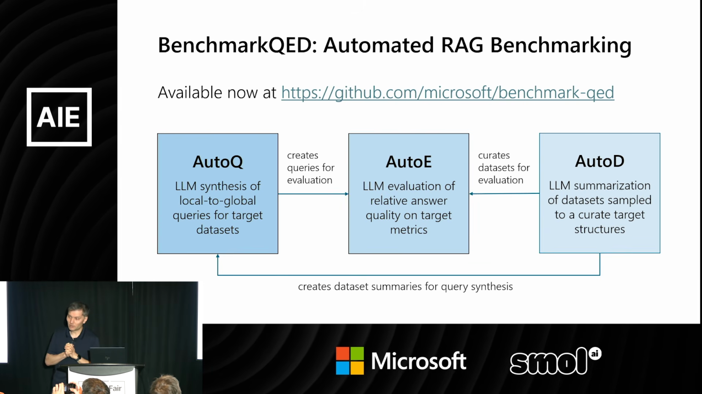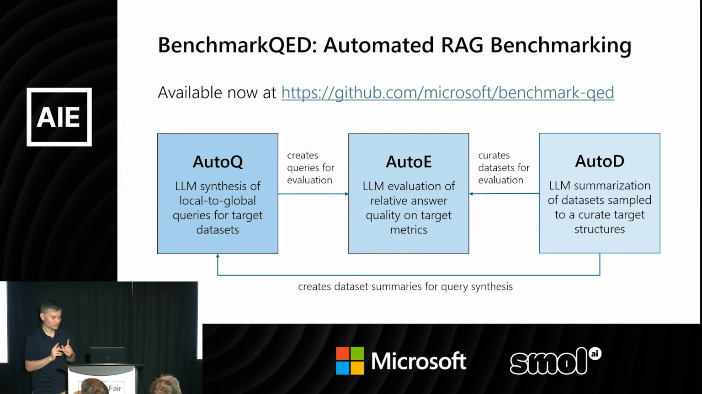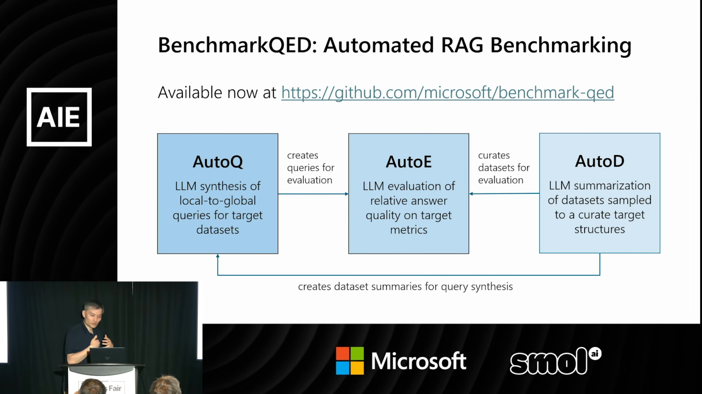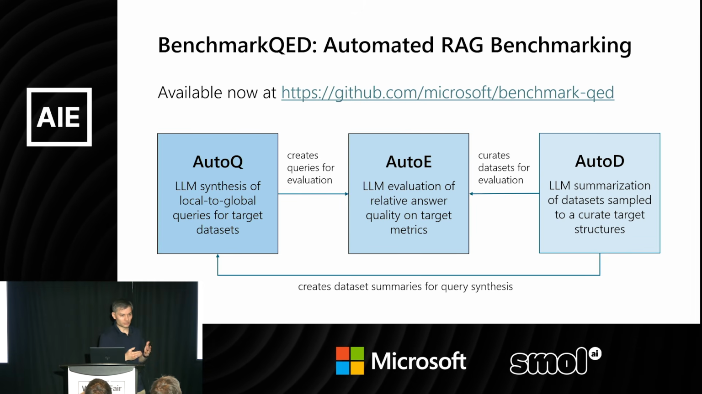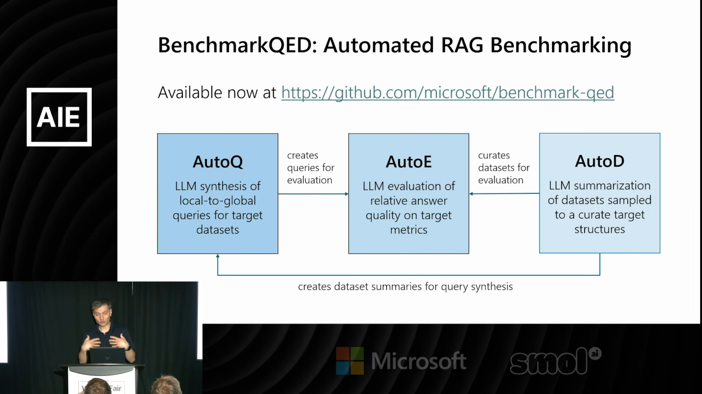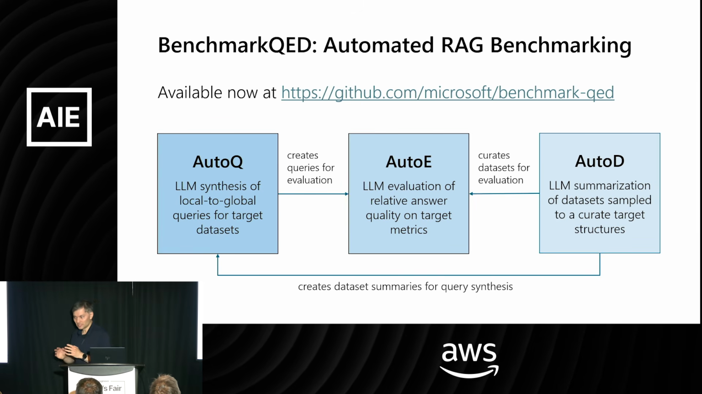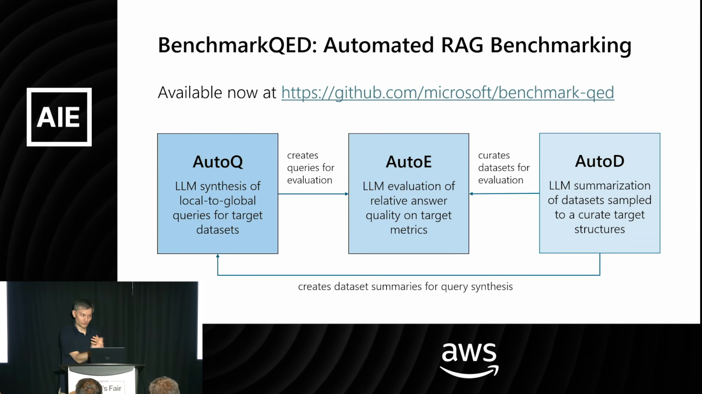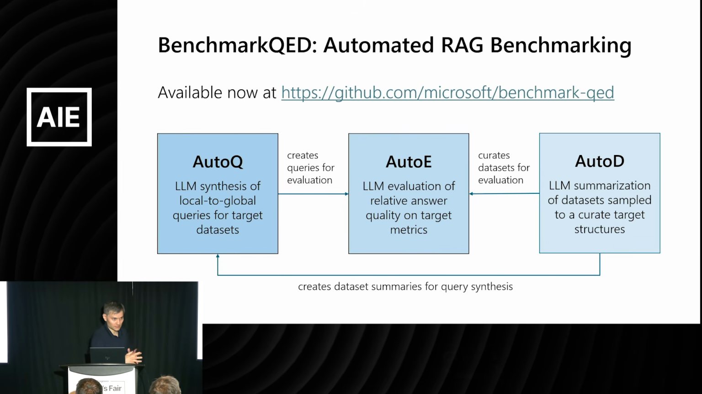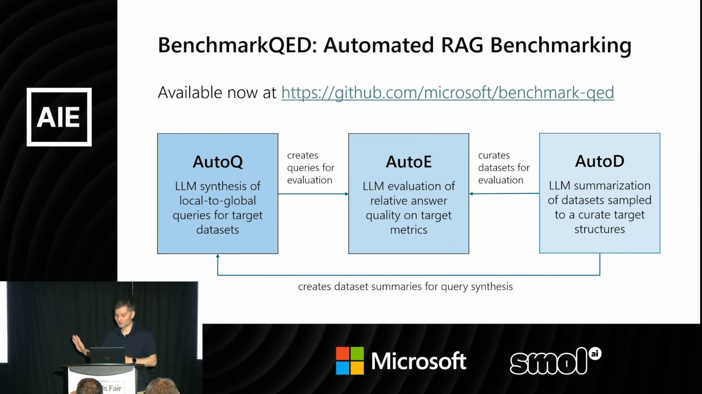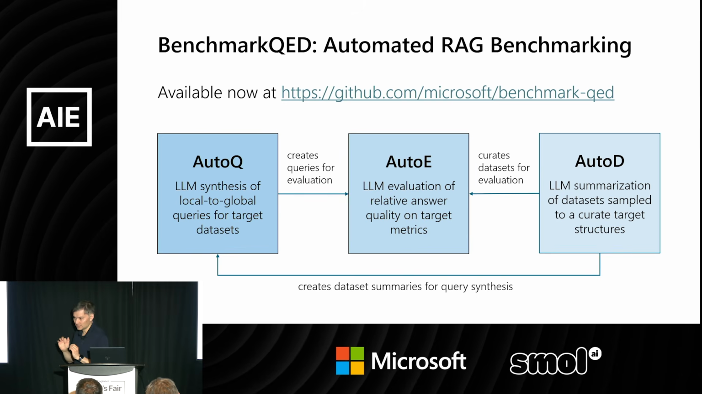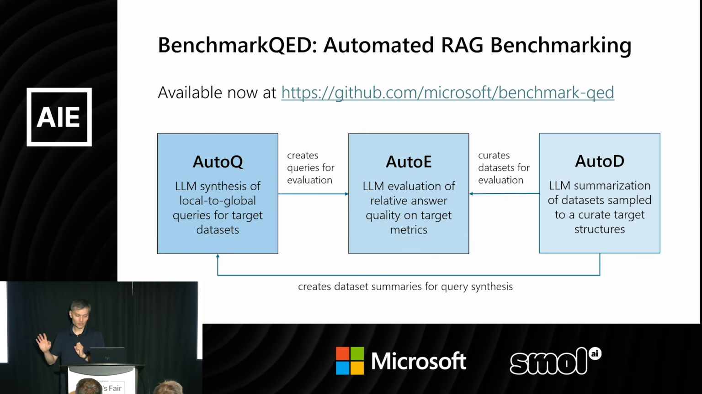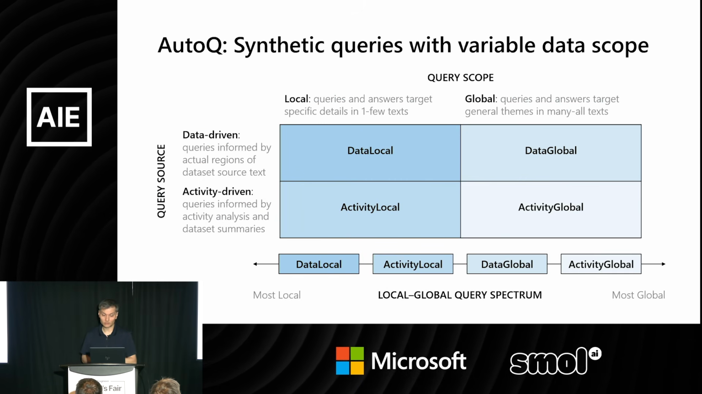The first is what we're calling AutoQ. AutoQ is focused on doing query generation for target data sets, so it allows you to take a data set and then generate queries for it. AutoE is the evaluation, using LLM as a judge to evaluate how those queries performed on that said data set. AutoD is the third component, and that really focuses on data set summarization and data set sampling. Let's jump into just a couple of these in a little more detail.